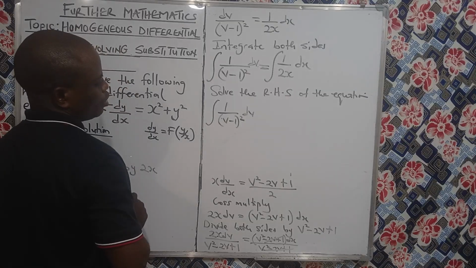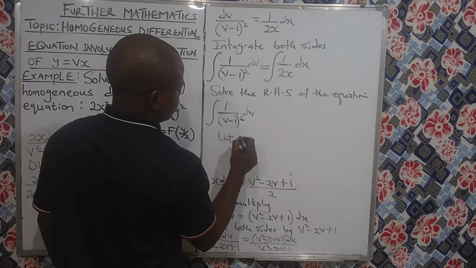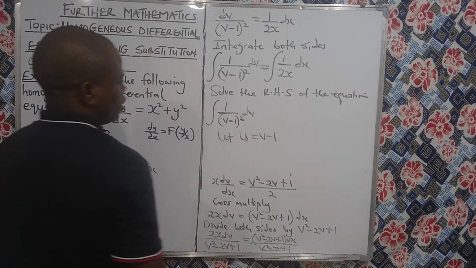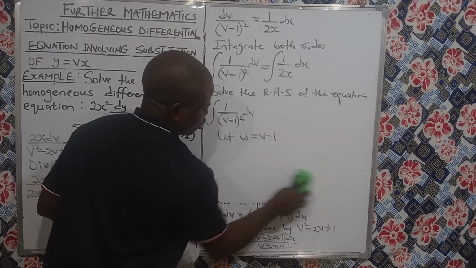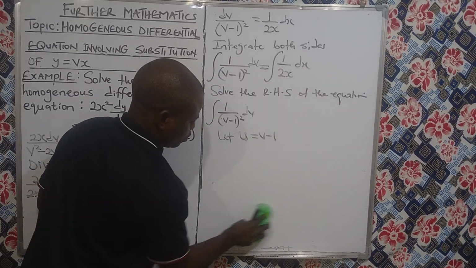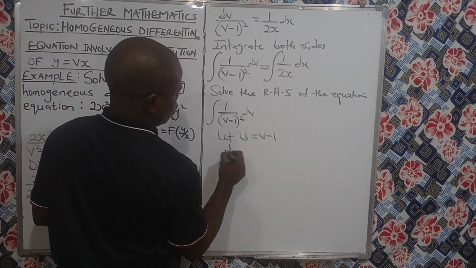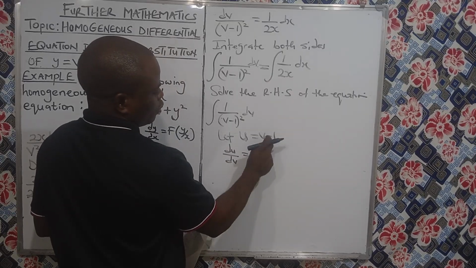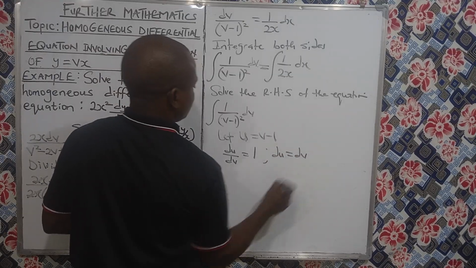From here, what do you do? Now say let u equal v minus 1. I want to differentiate u with respect to v. du/dv equals 1, because the differentiation of a constant is 0. Now du equals dv.